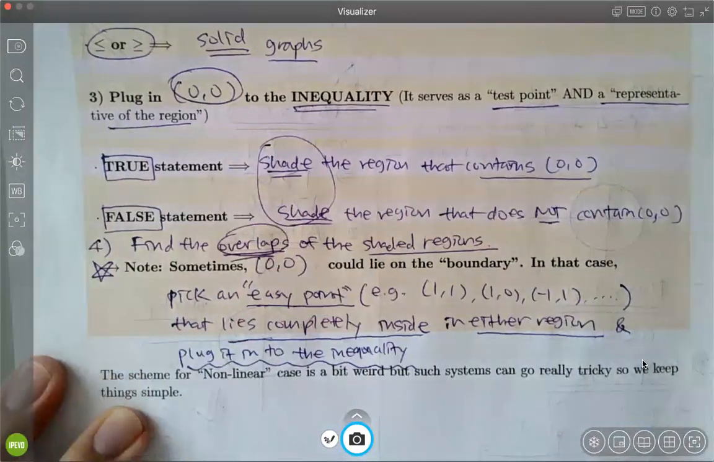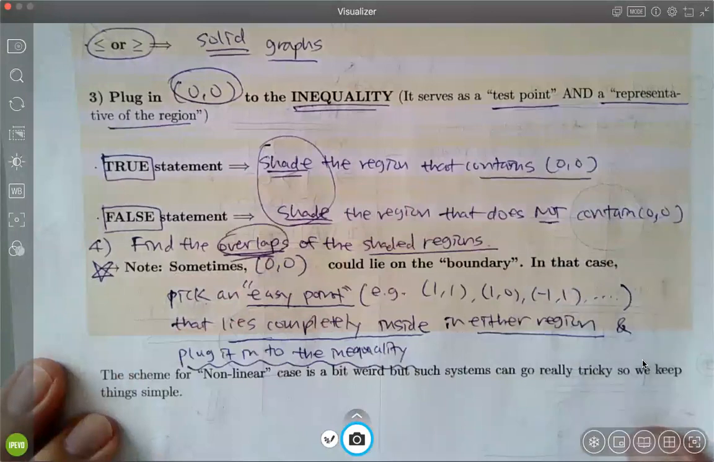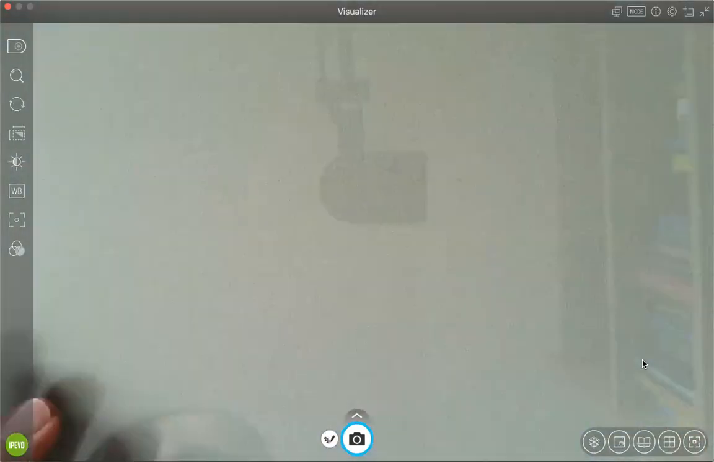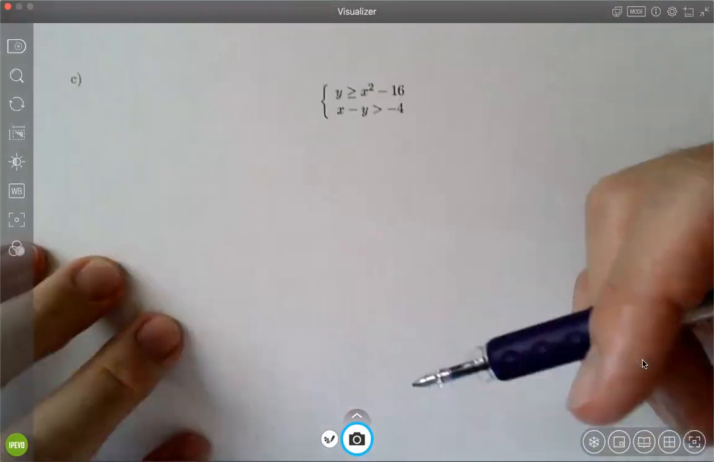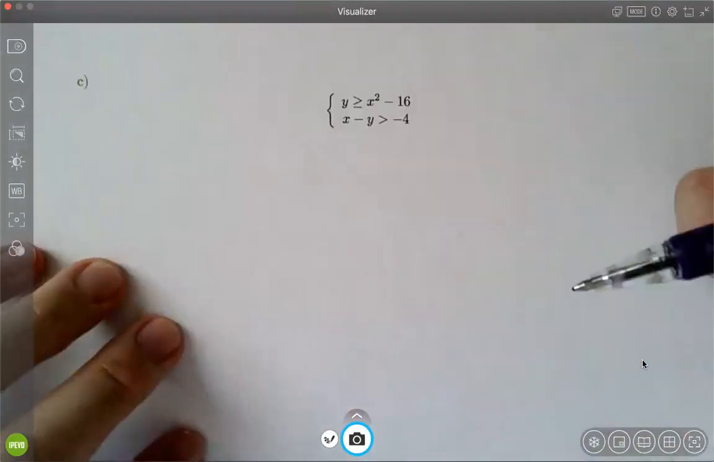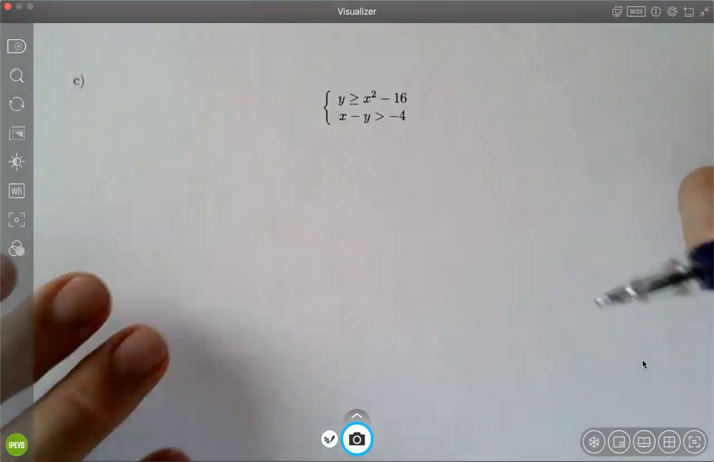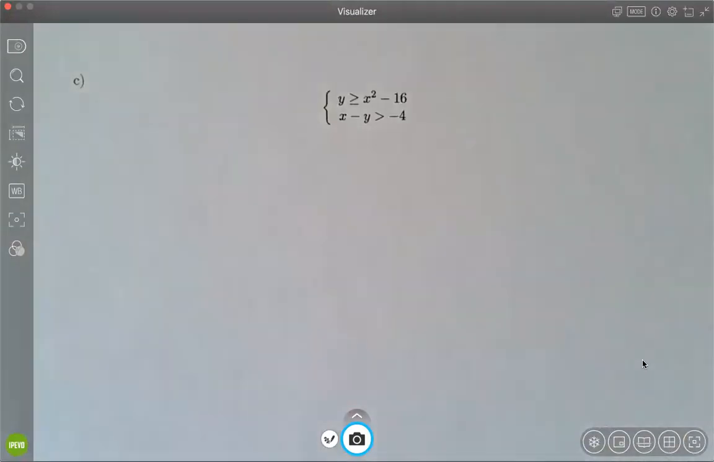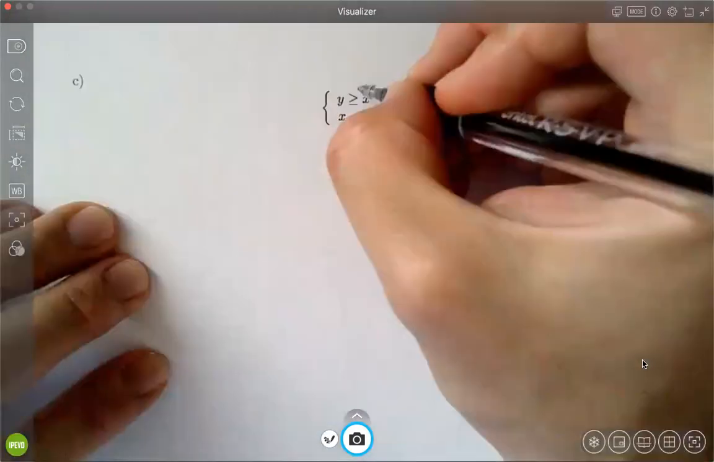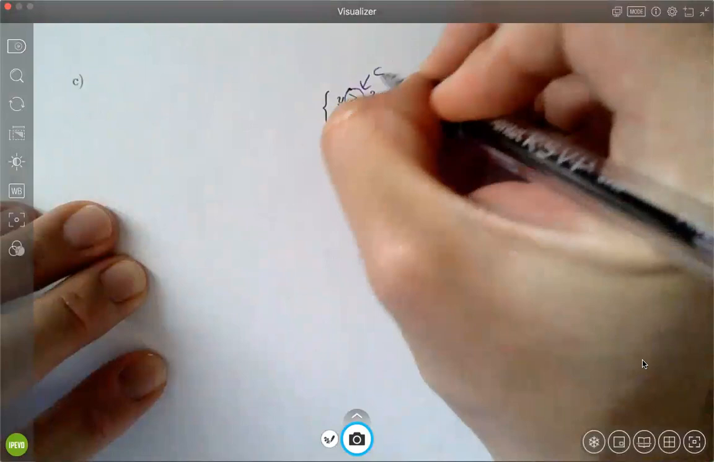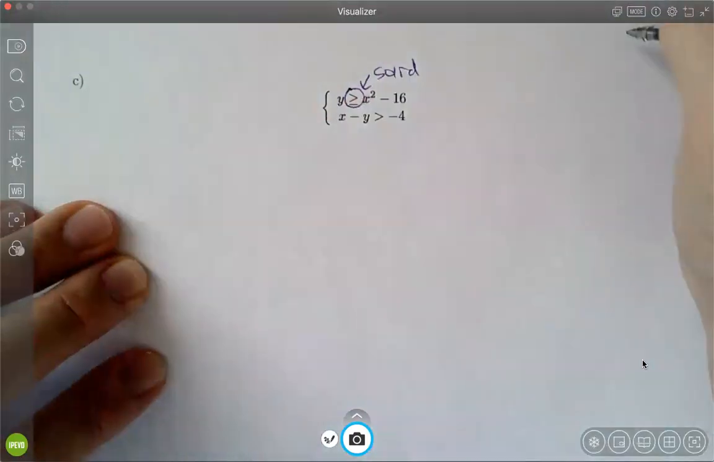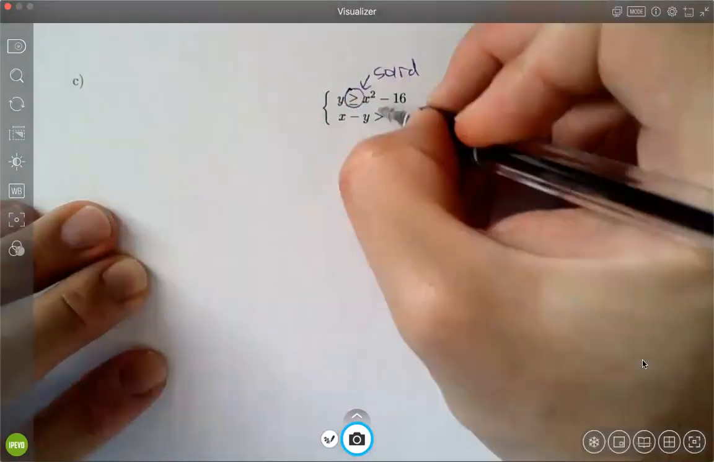Okay, so anyways, now we are done with part B. And then part C. Okay. So this time, what do you notice? We still have a nonlinear system, but at least one of them is a line, right? In fact, the bottom one is the line, right? Now, first, the top graph. This one is a solid graph, right? Whatever that is. And then the bottom one is a dotted line, right?